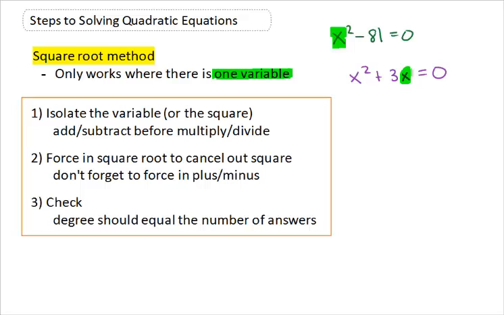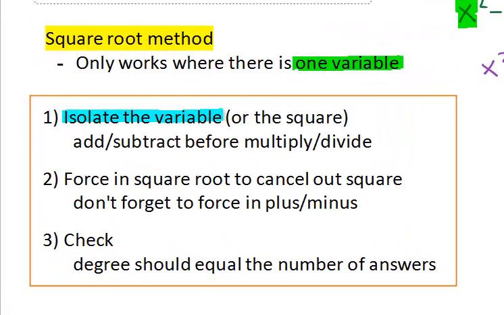If you can set it up that way, your steps are going to be isolating the variable, or if it's a quantity squared, you need to isolate the quantity squared, and you do that by your linear equation principles. You do opposite operations to cancel things out, adding or subtracting before you multiply or divide.